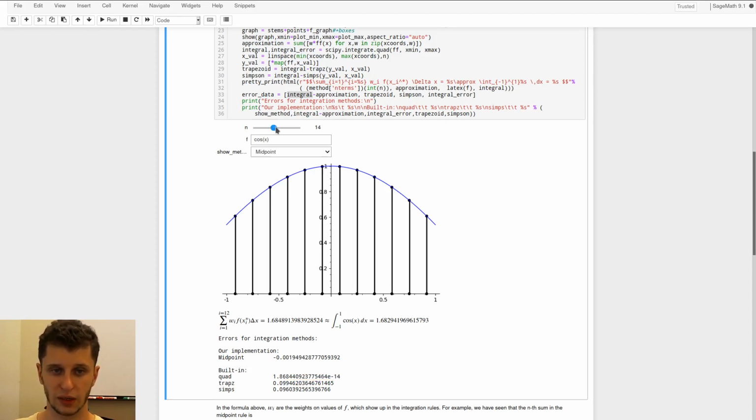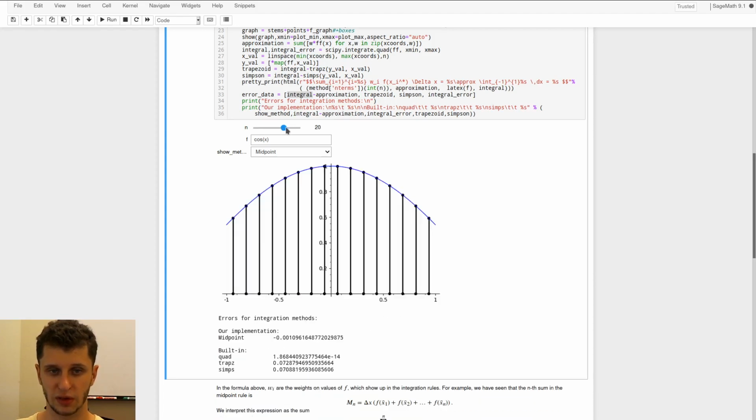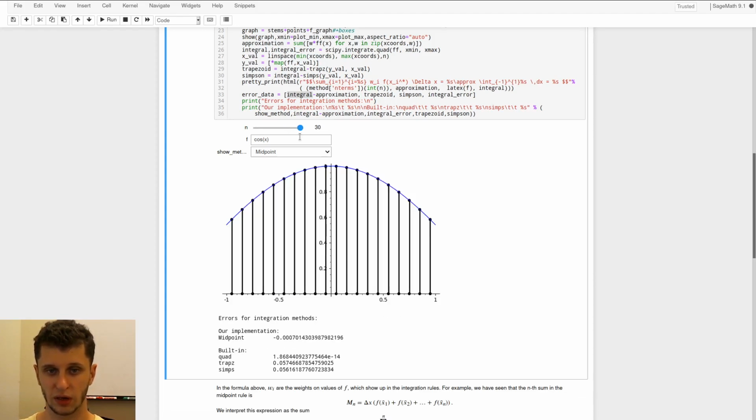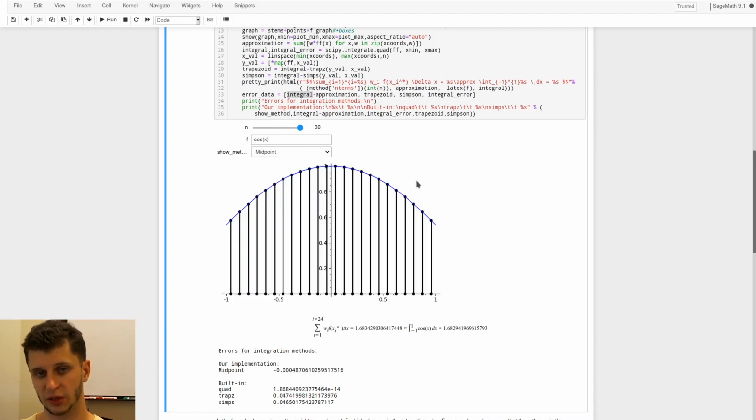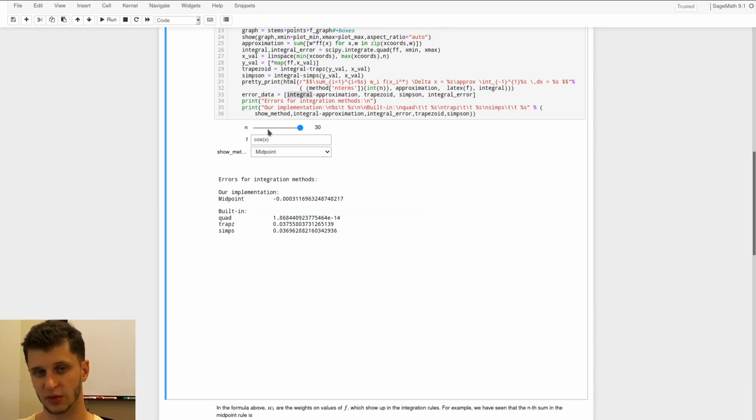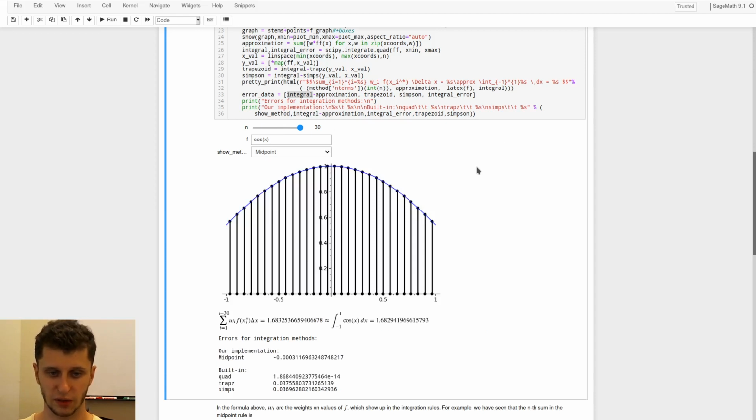Let's see what happens as we increase the number of subintervals in the partition to the maximum which this slider will allow, and that is 30 subintervals. You can see that the error for the midpoint rule is much smaller now than it used to be. It's still very far away from the built-in quadrature method.